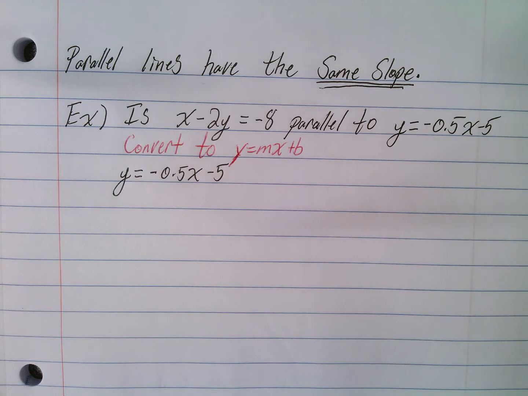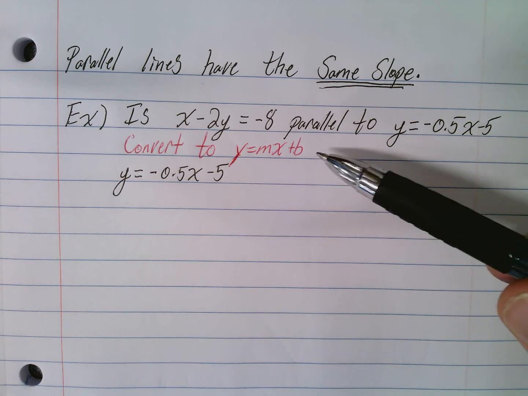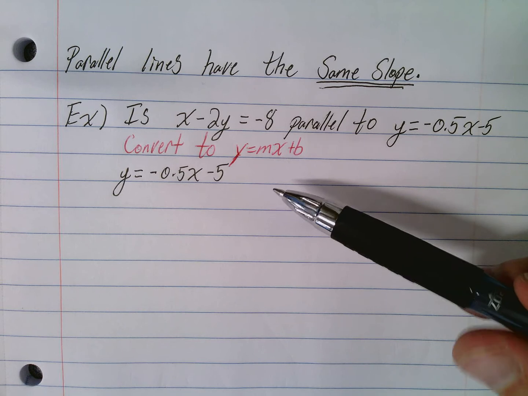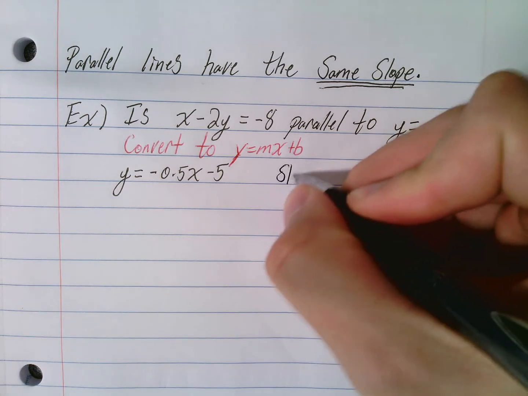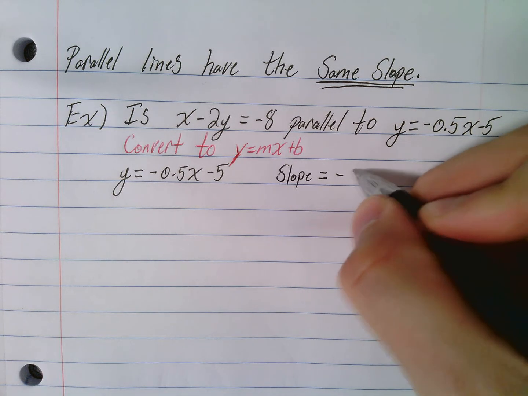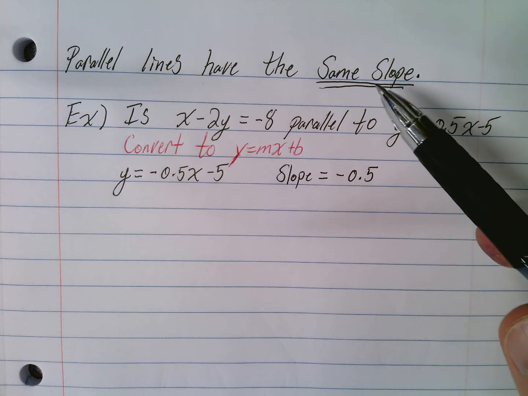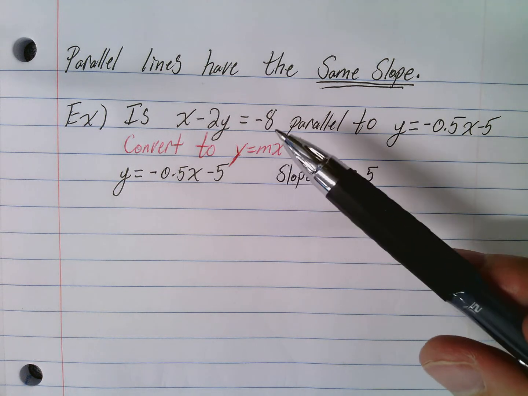So is this line x minus 2y equals negative 8 parallel to the line y equals negative 0.5x minus 5? Well, what we need to do is we need to convert them both to y equals mx plus b. But since the announcements were on, I just wrote this in here. What is the slope of this line? Okay. Negative 0.5. Good. And I know 2 lines are parallel if they have the same slope. So all I need to do is find the slope of this second line.